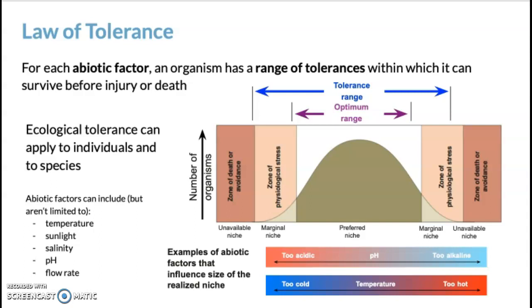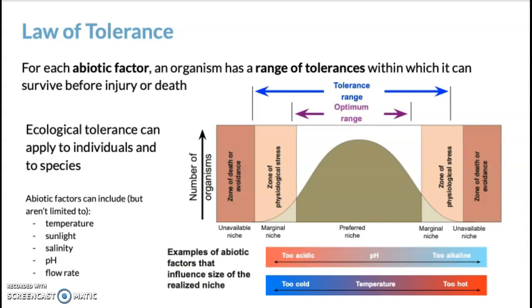Abiotic factors are non-living factors in an environment, and this could include, but is not limited to, the temperature, the amount of sunlight, the salinity, which is how salty it is, the pH, how acidic or alkaline it is, or the flow rate. So that's talking, in an aquatic environment, about how quickly the water is moving.